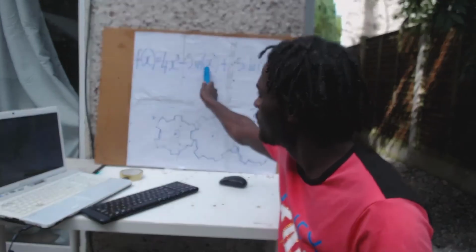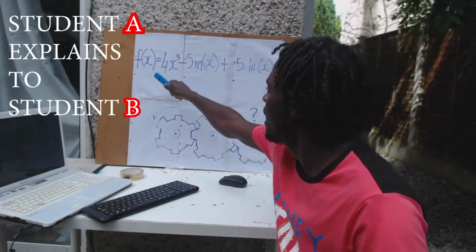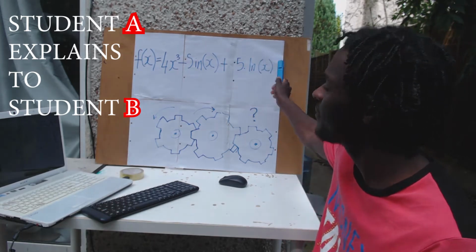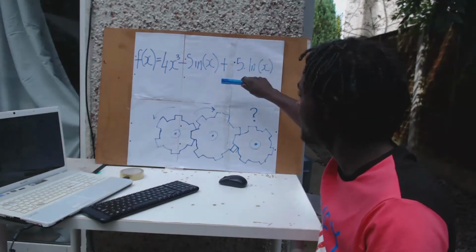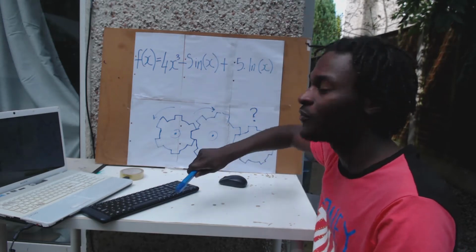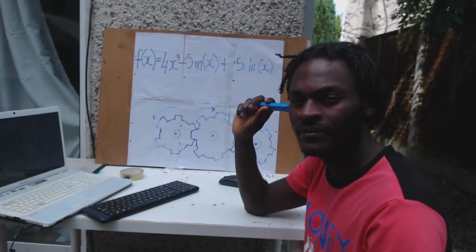Do you understand what it means by this expression f of x equals 4x cubed minus sine x plus 5 ln x? Remember the lecturer said it goes in an exponential function and that continues on to infinity. Do you remember that? Sorry? No, I didn't get it.